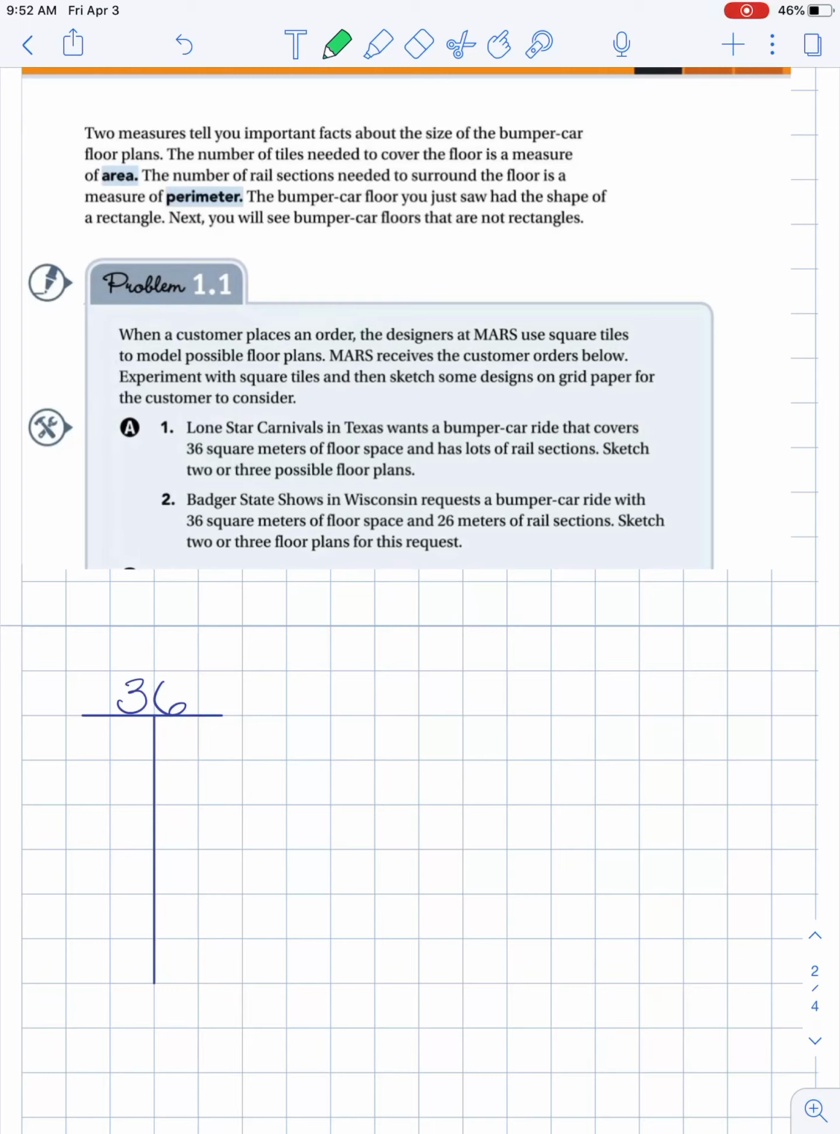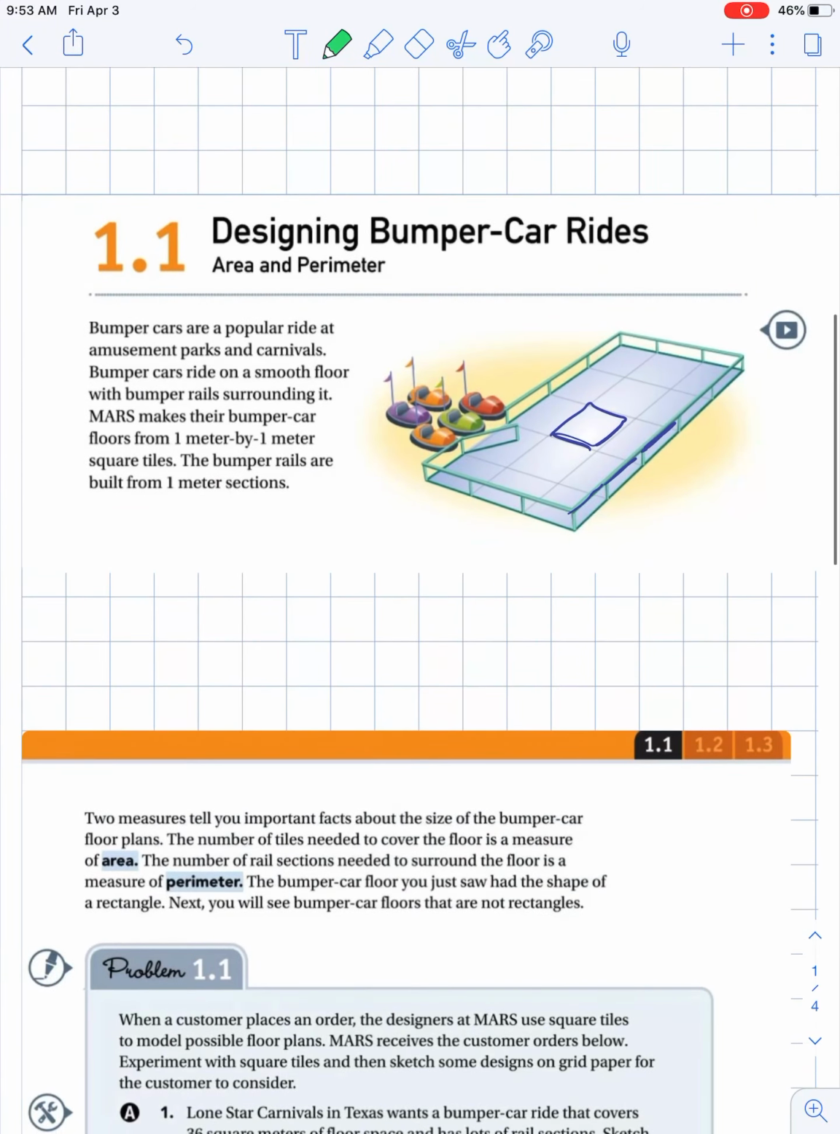So what we are being asked to do here is to play with some constraints of those 1 by 1 meter tiles. So let's take a look here at A1. It says Lone Star Carnivals in Texas wants a bumper car ride that covers 36 square meters of floor space and has lots of rail sections. So those rail sections, oh, that's not a great color to see what I'm talking about, are the perimeter. It's the space around the edge, right?